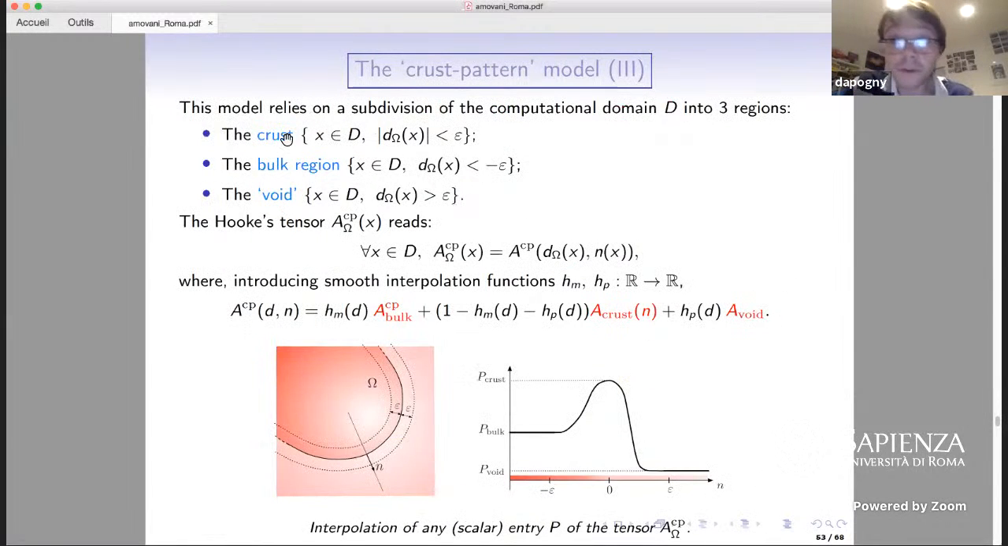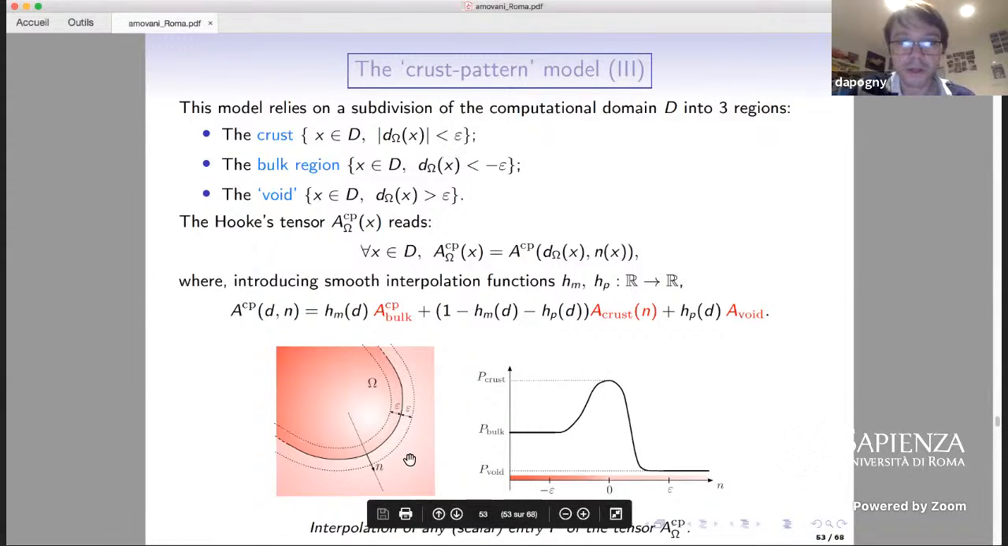So how do we build this Hooke's tensor then? We separate three regions in the space, in the computational domain D. There is a crust where the signed distance function to the domain omega is smaller than some epsilon in modulus. So this will be the region which is here. There is the bulk region where the signed distance function is more negative than minus epsilon, and the void, which is the rest, which is here.